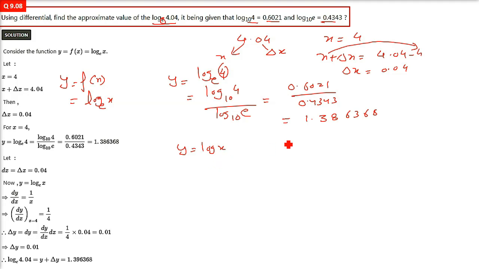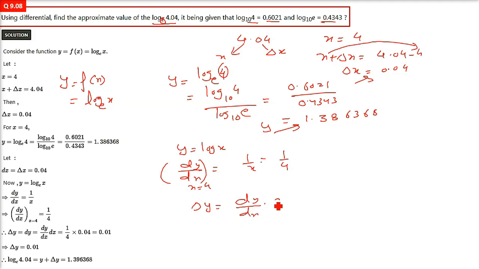Now y is also known. Let us differentiate now. y equals log x. We have the value of y, and we have the value of delta x. The differentiation of y equals log x is dy by dx equals 1 by x. And we have to find the value of dy by dx at x which we have assumed, that is 4. So 1 by 4 it will be. Delta y is dy by dx into delta x. dy by dx is known to us now, 1 by 4. Delta x we already know initially, 0.04. So when it cancels, it will be 0.01.